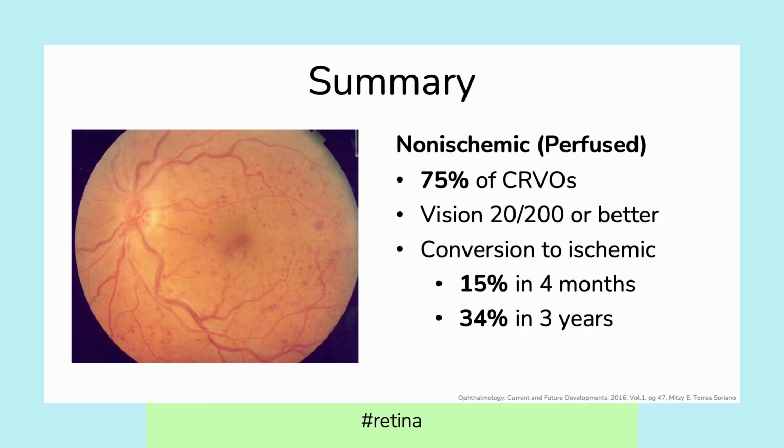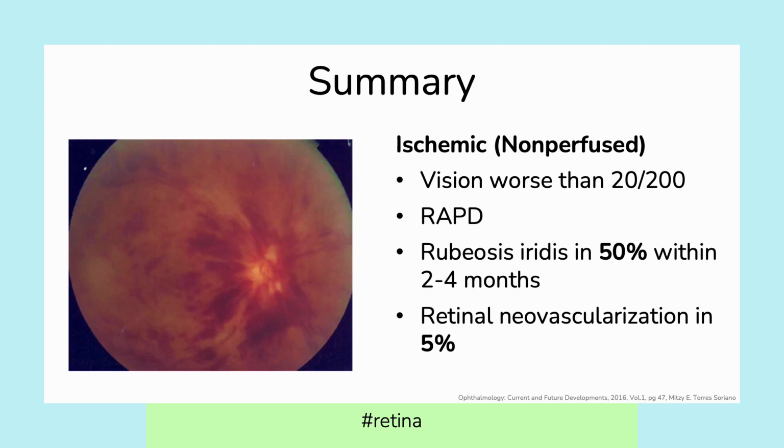Central retinal vein occlusions affect the entire retina and are classified as ischemic, non-perfused, or non-ischemic, perfused. 75% of CRVOs are non-ischemic due to collateral vessels. Hemorrhages will be present in all 4 quadrants, especially in the periphery. Vision loss will be 20/200 or better. Conversion to ischemic CRVO occurs in 15% of cases in 4 months and 34% of cases over 3 years.